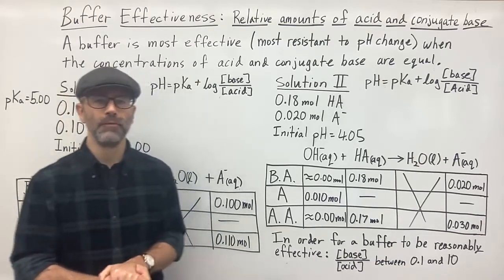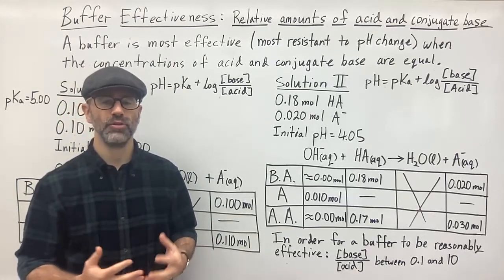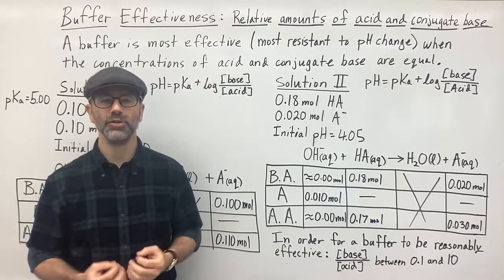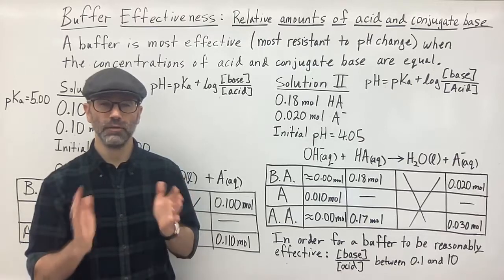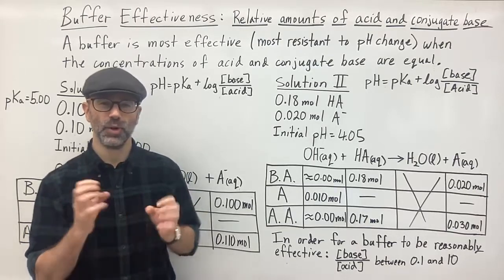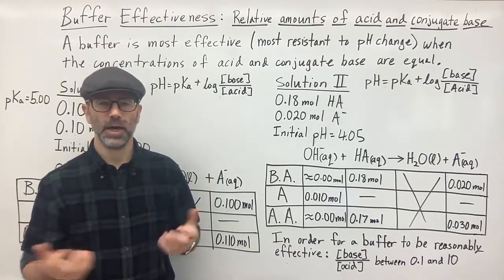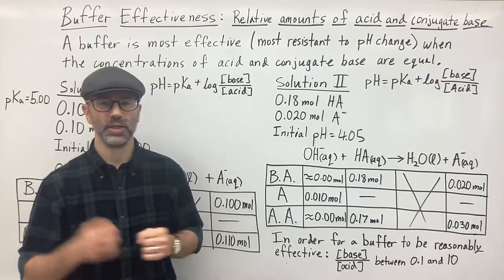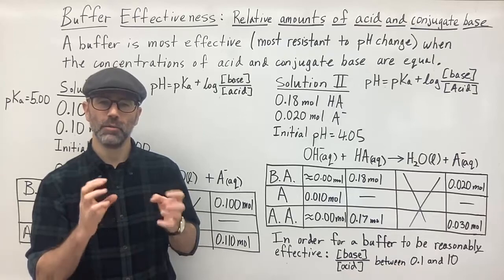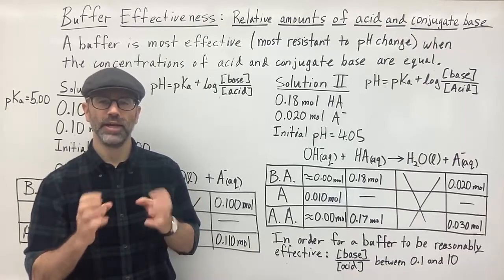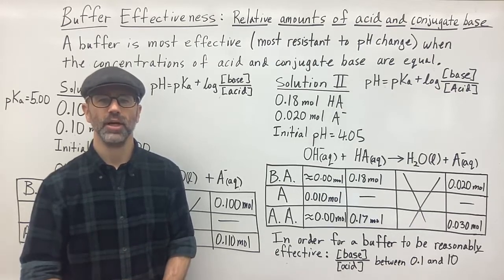A buffer is going to be most effective, and what that means is it's going to be most resistant to pH change, when the concentrations of the acid and conjugate base are equal to each other. So what I'm going to be talking about in this video is the relative amounts, like the amount of acid to its conjugate base, and this could be applied to the amount of base with the conjugate acid as well. So we're going to be looking at the relative amounts of acid to base and see how that affects the capacity or the effectiveness of the buffer.